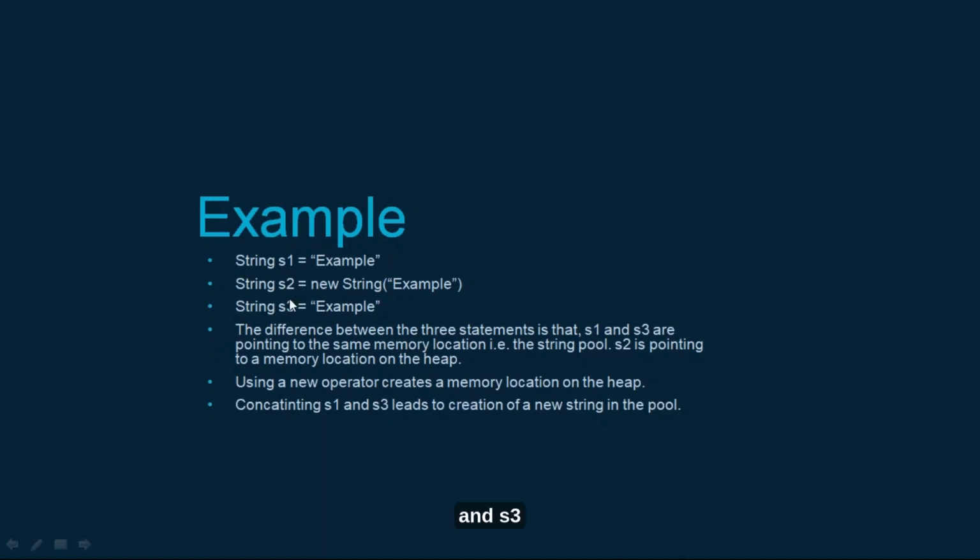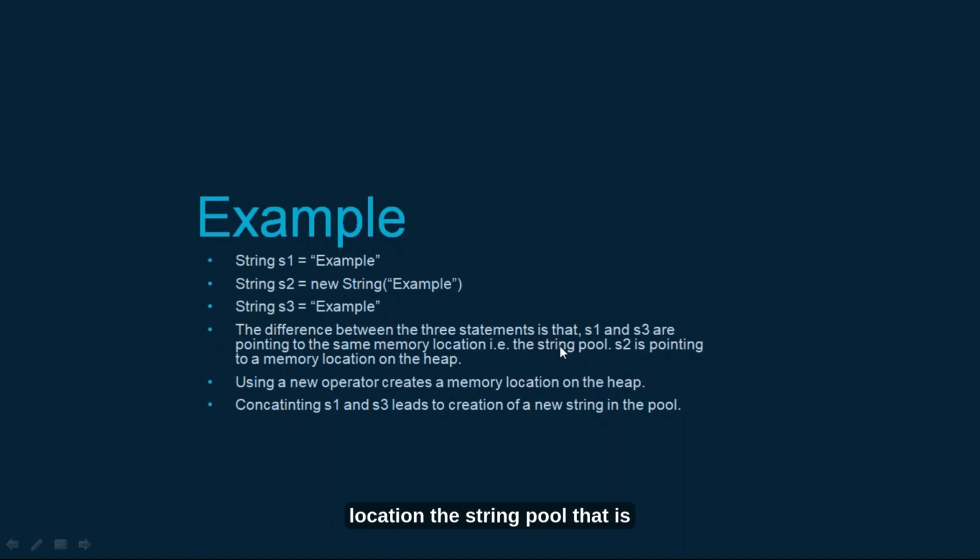s1 and s3 are both reference variables, and we know a reference variable points to an object location. So s1 and s3 both point to the same location where "example" is, but s2 points to a different location, because here a new object is created with the value "example". So the conclusion is that s1 and s3 point to the same memory location.